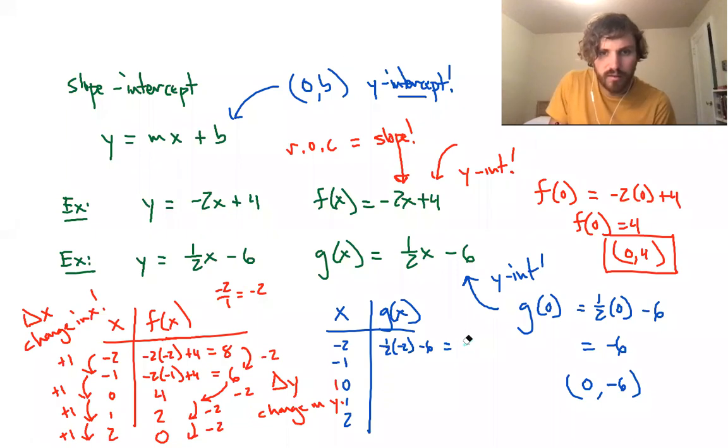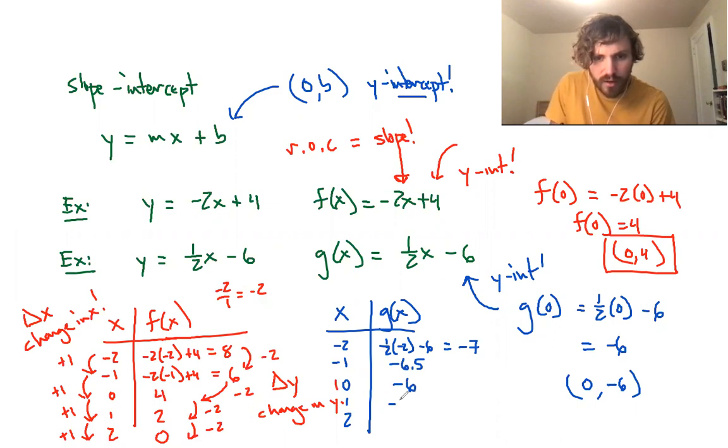So that means that I'm going to get 1/2 times -2, that's -1 minus 6, that's -7. When I plug in -1, I'll get -1/2 minus 6, that's -6.5. Plug in 0, I get -6, that's what I already found over here.